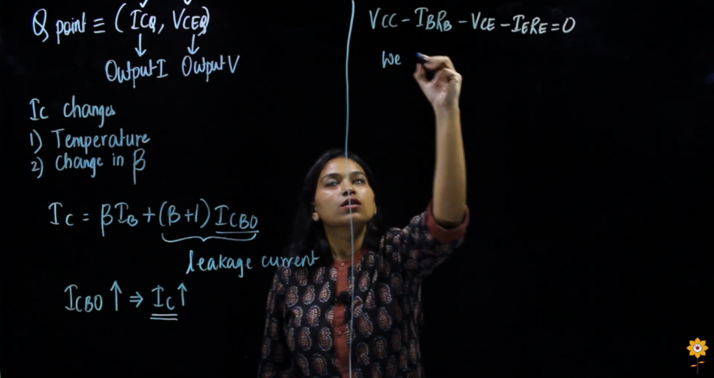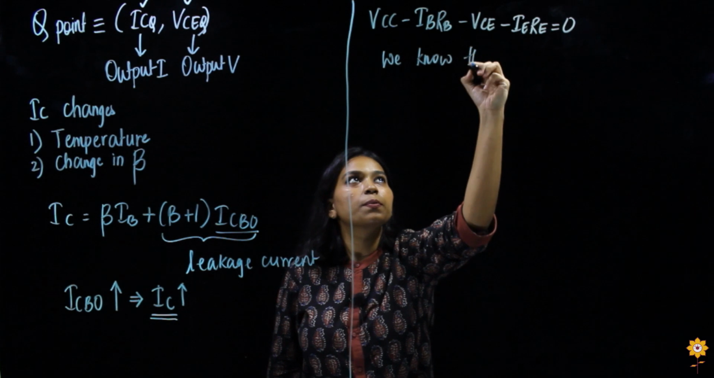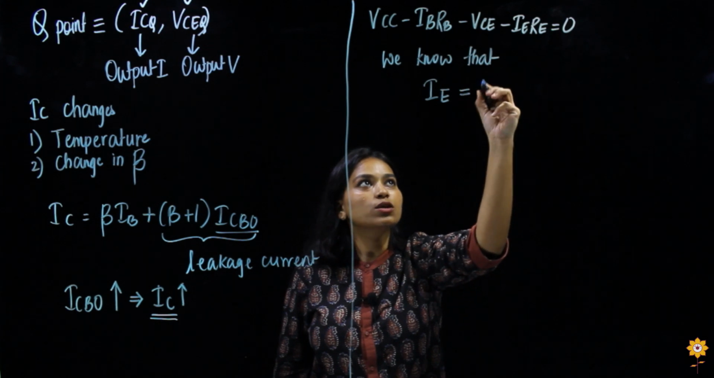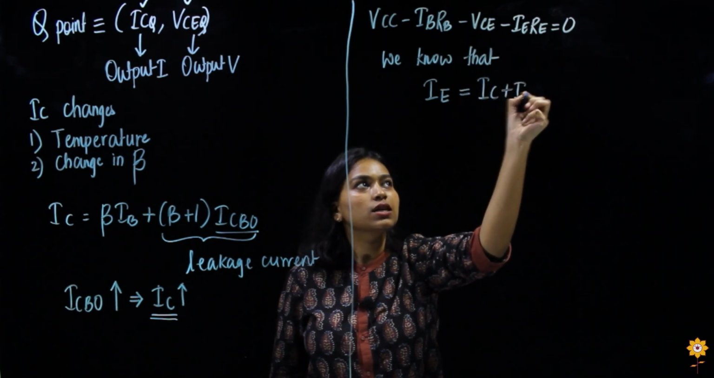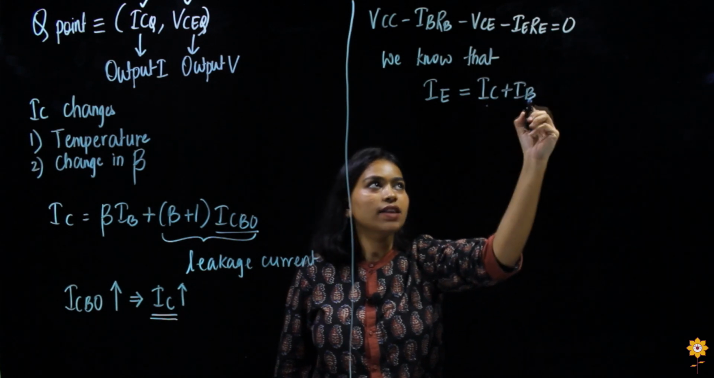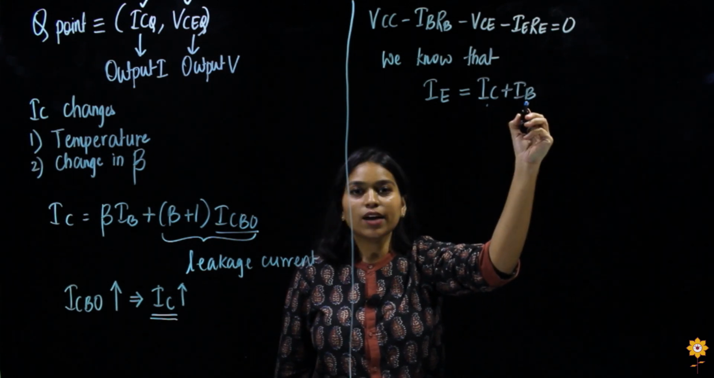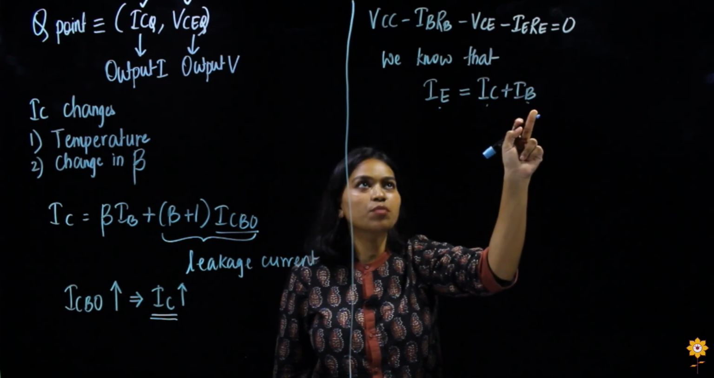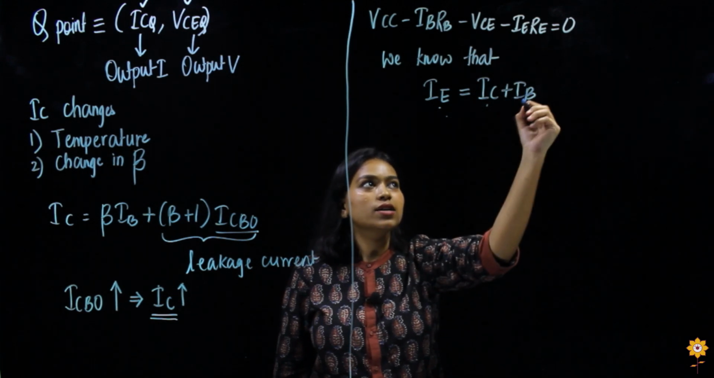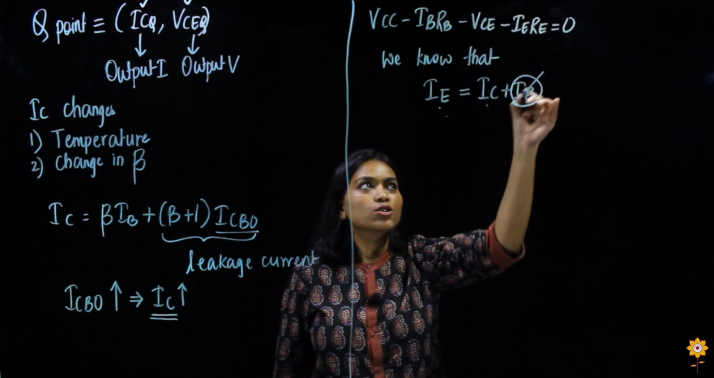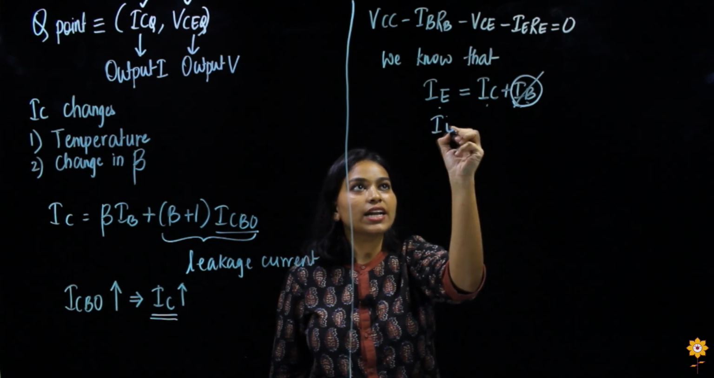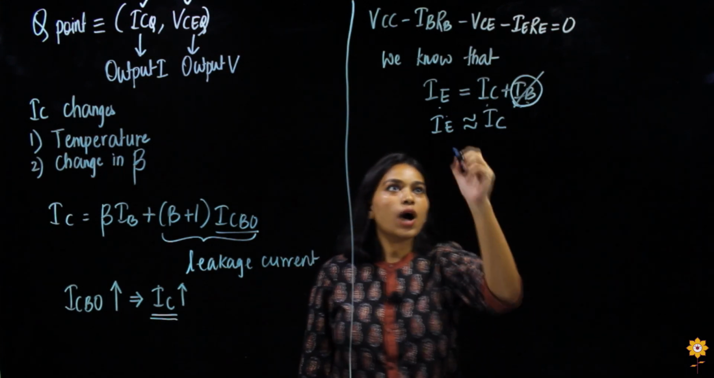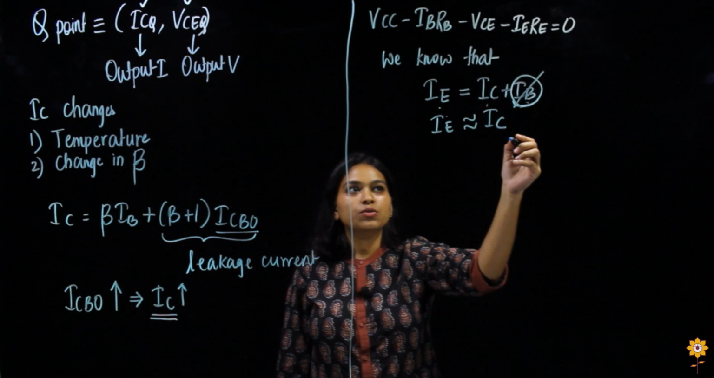Now we know that IE, which is the emitter current, is equal to IC plus IB. This is the collector current and this is the base current. Both of these are incoming currents and this is the outgoing current. So the outgoing current is the addition of both of the incoming currents. Generally IB is very small, so we can neglect it, and if we neglect it, IE is approximately equal to IC.